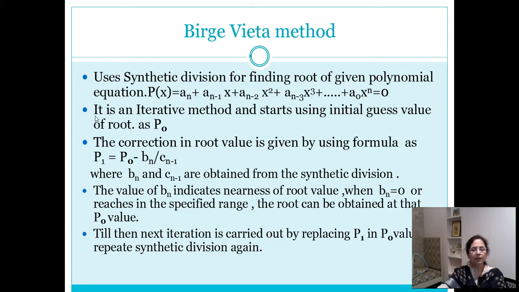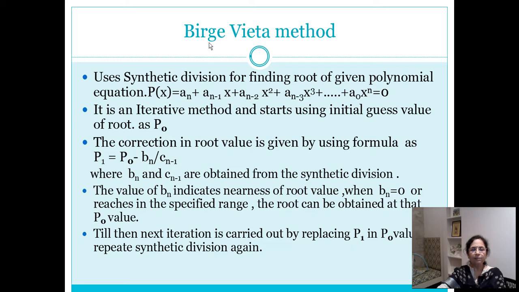Now this method is an iterative method and it starts with an initial guess value of the root, which we are going to call p0. Since it is iterative, at the end of one process we always make a correction in the starting guess value, and so the correction is given as p1 equal to p0 minus bn upon cn minus 1. How these values can be obtained, we will study soon in the next slide, where bn and cn minus 1 are obtained from the synthetic division process.